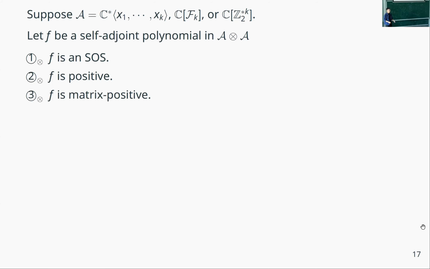So again, let A be one of those prototypical examples we have, and let F be a self-adjoint polynomial in the tensor product of this algebra A. So we still have the same notions. F is a sum of squares if it can be written as a sum of Hermitian squares. F is positive if it is positive in all representations, if it is positive when plugging in operators. F is matrix positive if, when you plug in matrices, the resulting matrix is always positive.